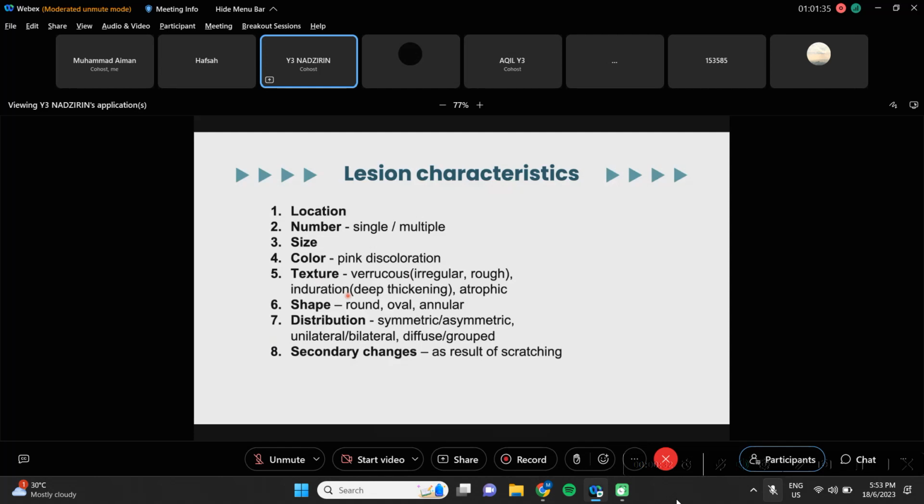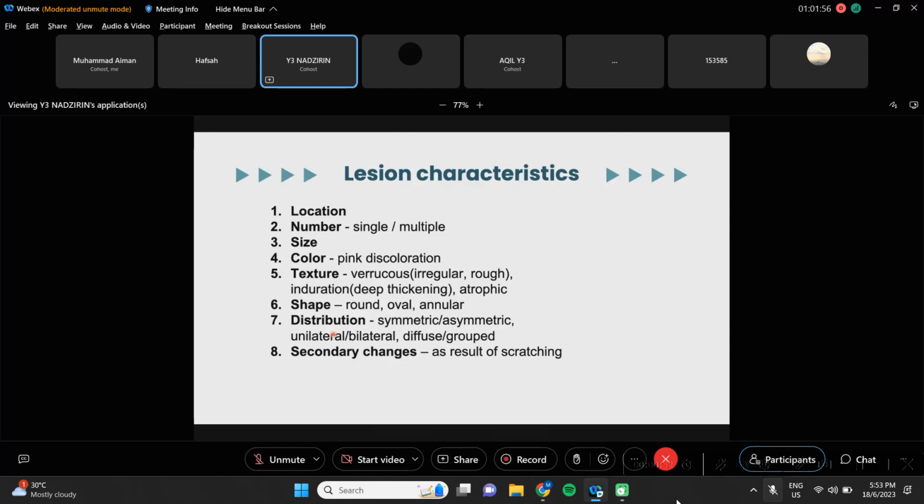Then on the sixth key point, we want to see the shape of the lesion. Is it round, oval, or annular? And we want to see the distribution of the lesion. Is it unilateral, bilateral, or diffuse? Or is it grouping up in a specific region?